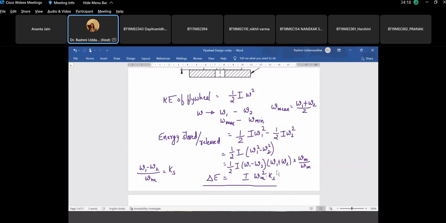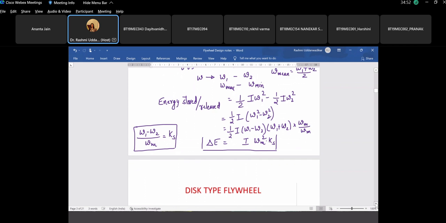I omega m square Ks, where the value for Ks is normally given in the design data book, depending upon for which application we are using. I omega m square Ks, so I is the mass moment of inertia, omega m is the mean speed, which is omega 1 plus omega 2 by 2, and Ks is the coefficient of fluctuation of speed. So it is this formula which we'll be using.